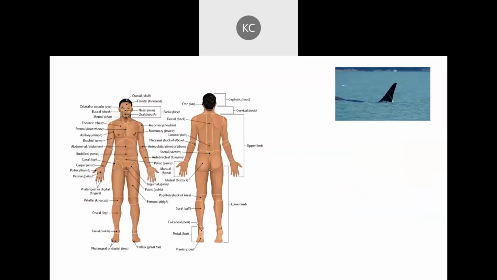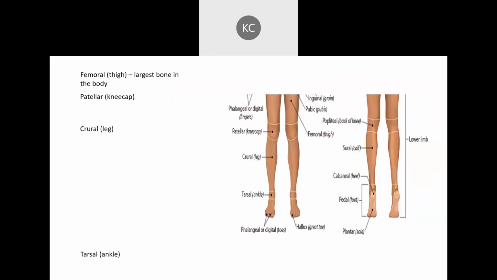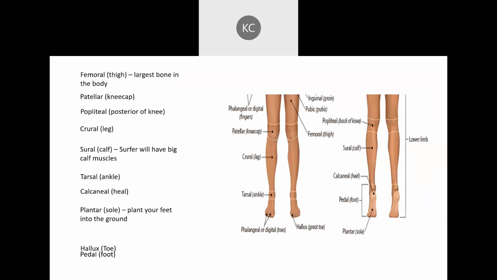Okay, so let me get back to where we were here. All right, so you have a few others. Pedal is referring to foot, hallux is referring to toe, right?